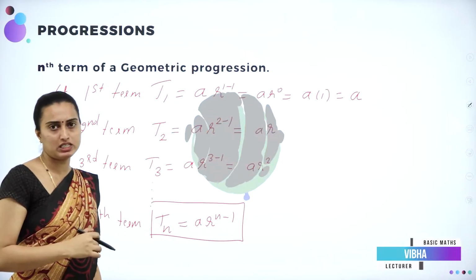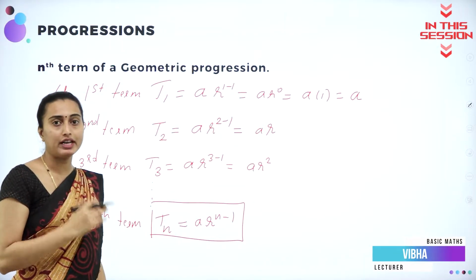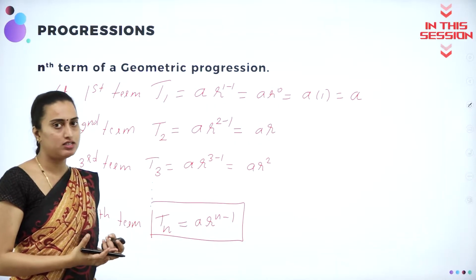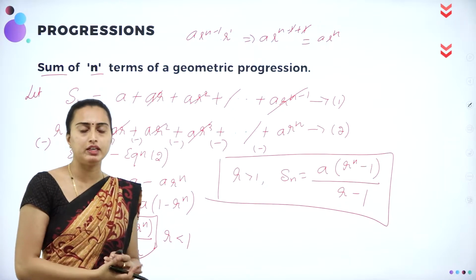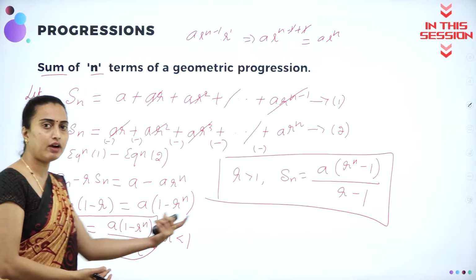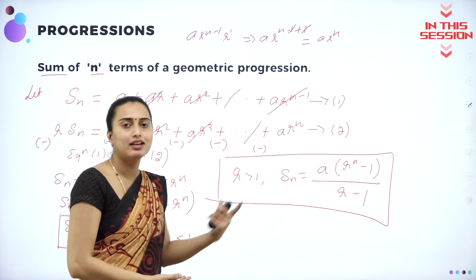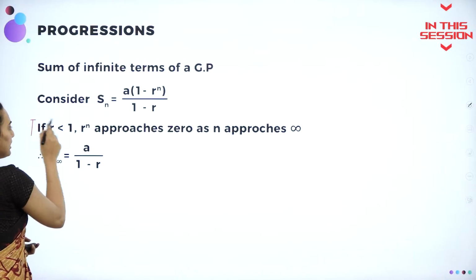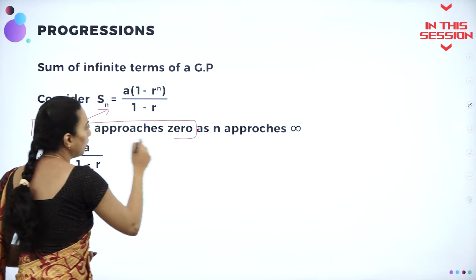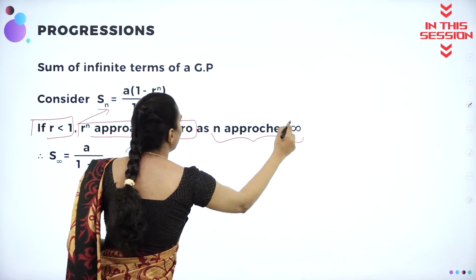Where A is the first term, R is the common ratio, N is the number of terms and Tn is the last term. This formula will be giving you a sum to n terms. This is a formula when R is lesser than 1 and this is a formula when R is greater than 1. If R is lesser than 1, this is a formula, R to the power of n approaches 0 as n approaches infinity.